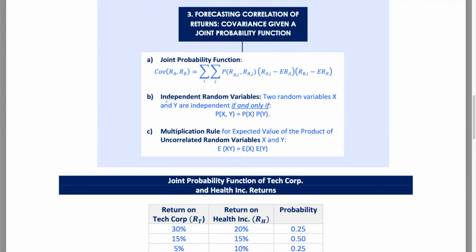Okay, let's talk about independent random variables. Two random variables are considered independent if the occurrence of one does not affect the occurrence of the other. In simpler terms, the probability of one variable happening does not change because of the other variable. This means the joint probability of X and Y occurring together is the product of their individual probabilities.